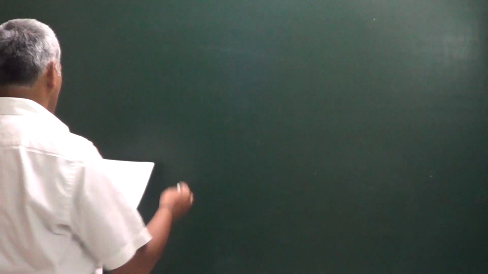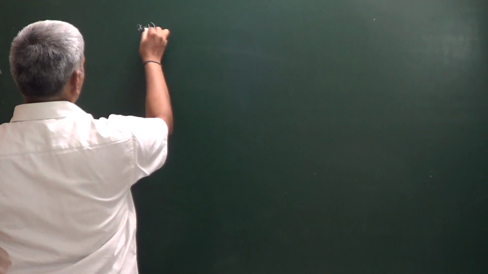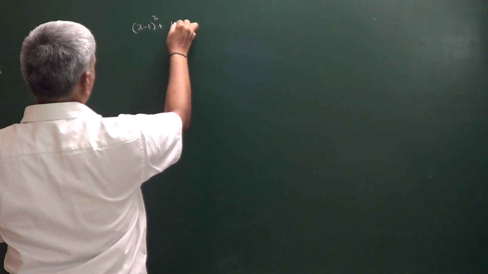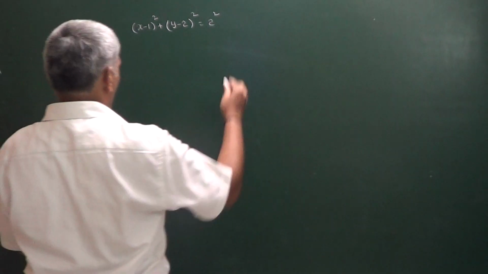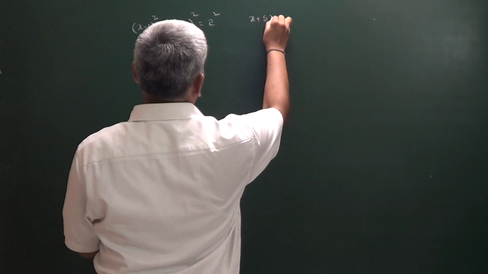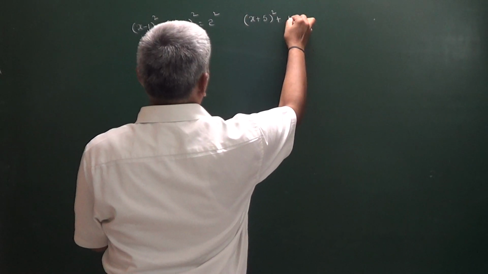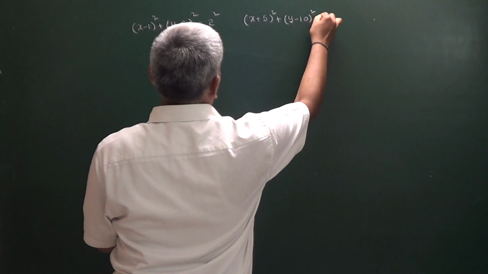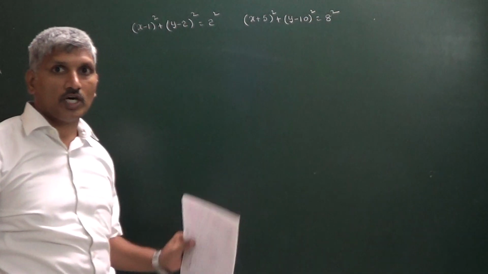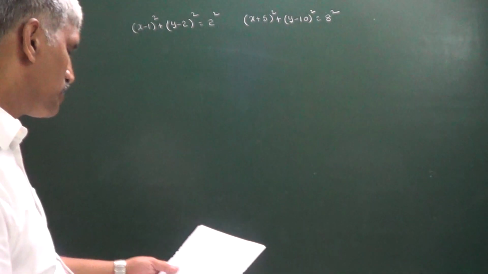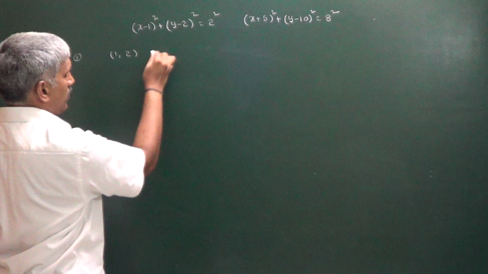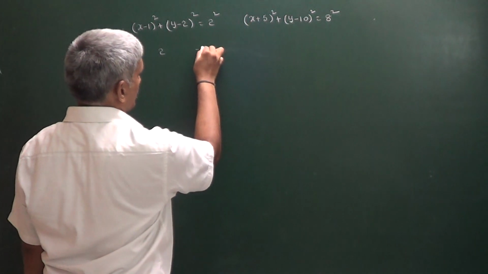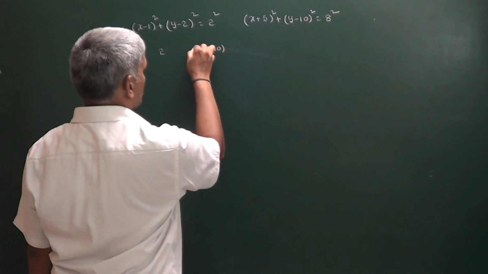Let's have another question here. The question is given in this way: (x − 1)² + (y − 2)² = 2², and (x + 5)² + (y − 10)² = 8². Those are the equations of the two circles given. Then, in the first question he is asking for the number of common tangents. The center of the first circle is (1, 2), radius is 2. The center of the second circle is (−5, 10), radius is 8.